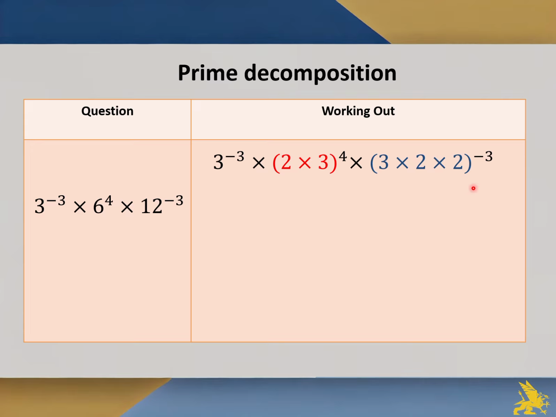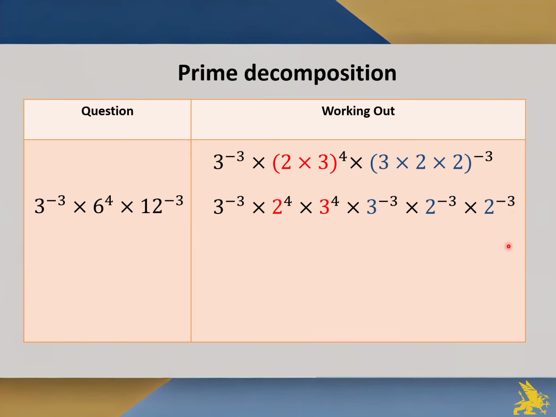Now, if I wanted to use my understanding of product rules, or I could say the power rule, this 4 applies to the 2 and applies to the 3. Likewise, this -3, it applies to the 3, it applies to the 2, and this 2. So I rewrite them separately.